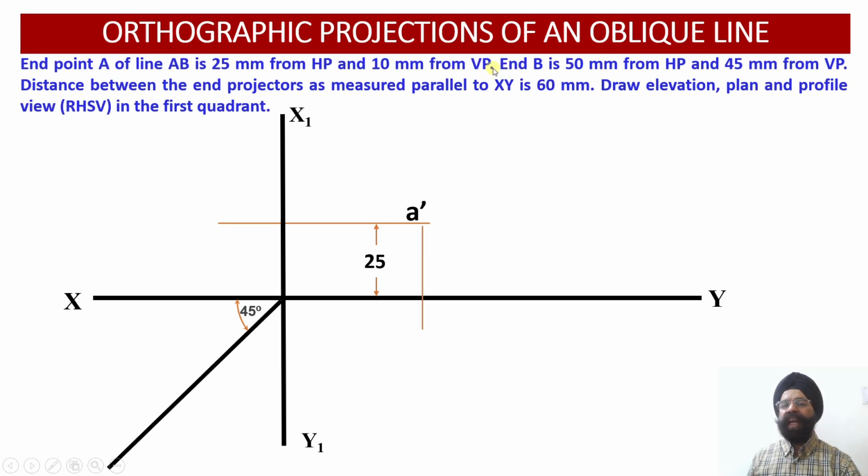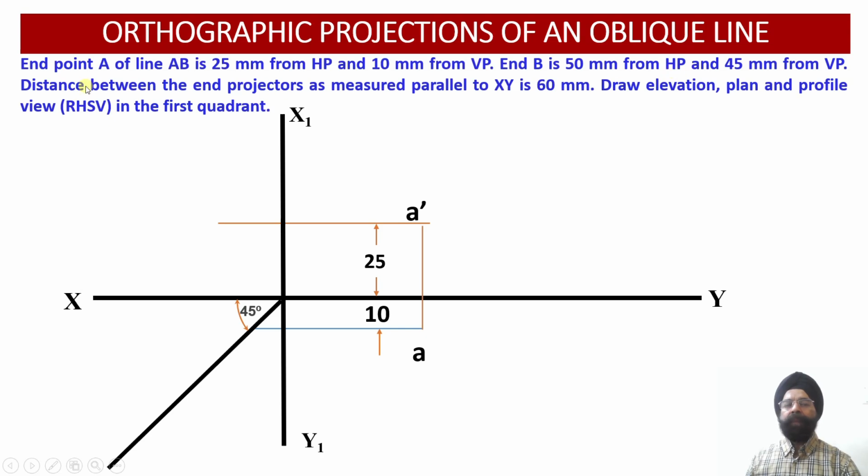this happens to be 10 millimeter. So 10 millimeter below the XY reference line, we are going to obtain the location of the top view projection corresponding to the point A. Now we have located the front view and top view projections corresponding to the point A.